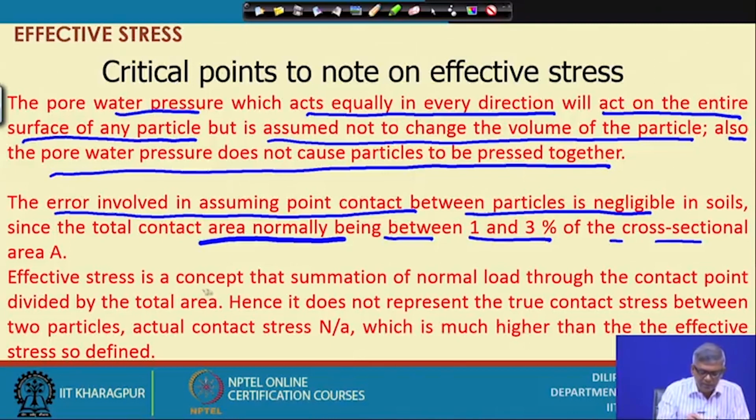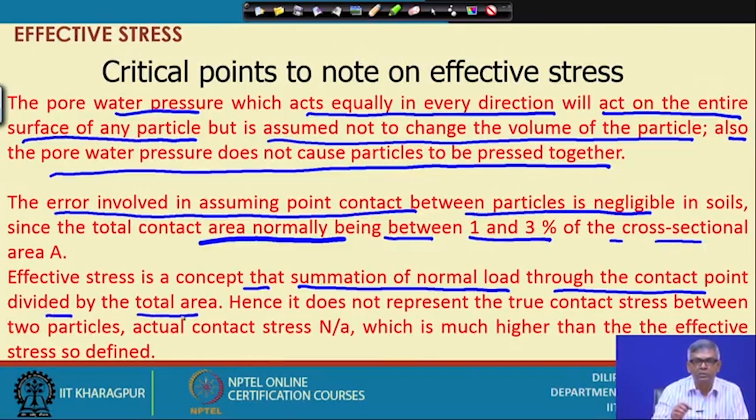Similarly, effective stress is a concept. What is the meaning of it? It is the summation of the normal load through the contact points divided by the total area. So, the summation of the normal component through the contact points divided by the area is the effective stress. Hence, it does not represent the true contact stress. That means, when two particles are in contact, the stress between them is not really this one. This is actually a concept we get by dividing by the area.